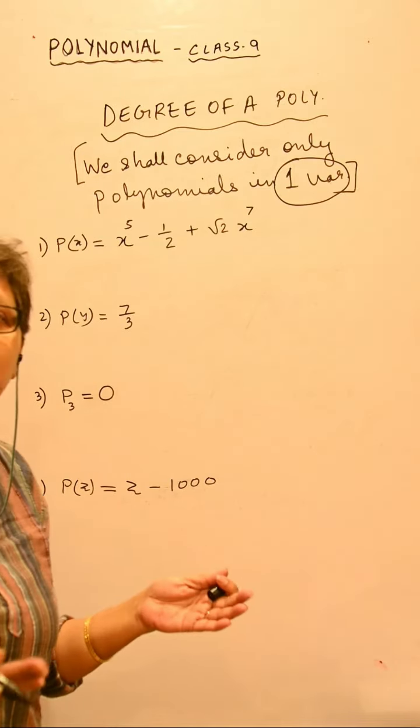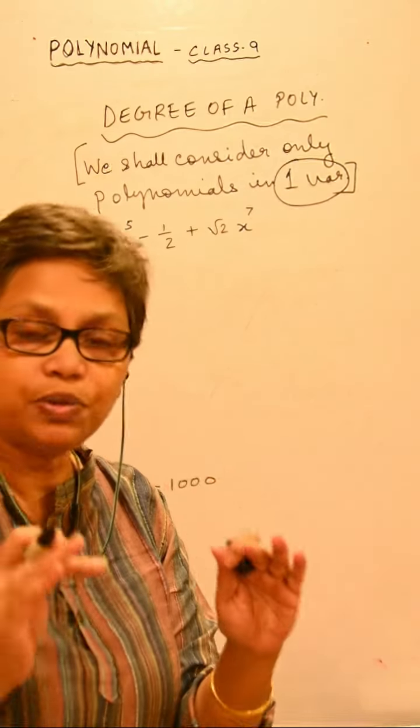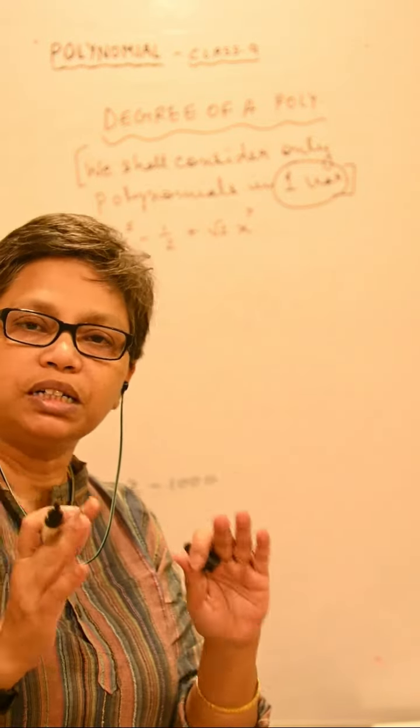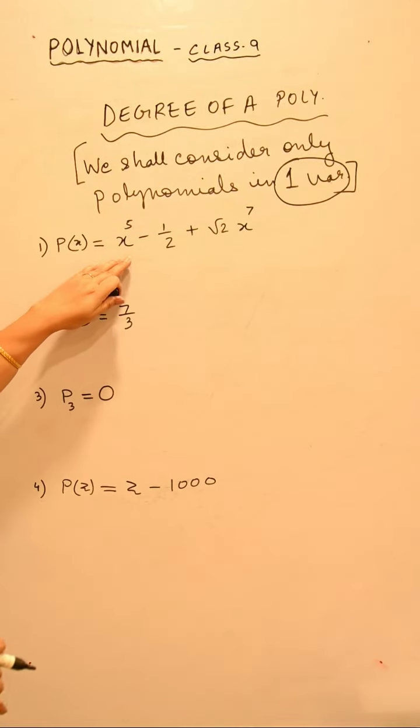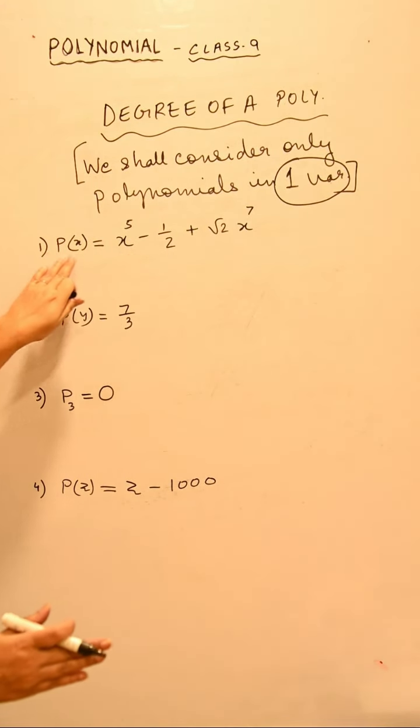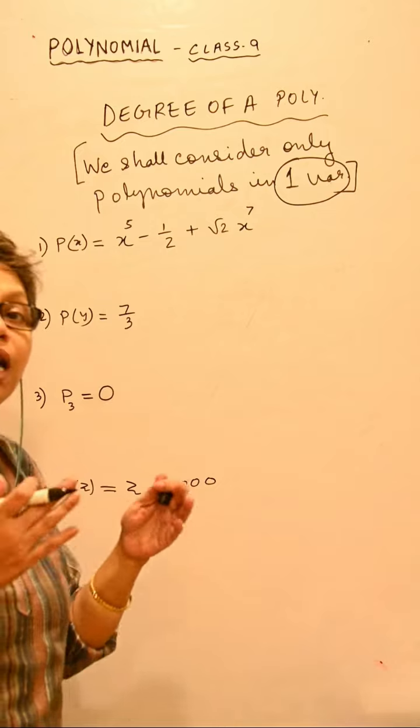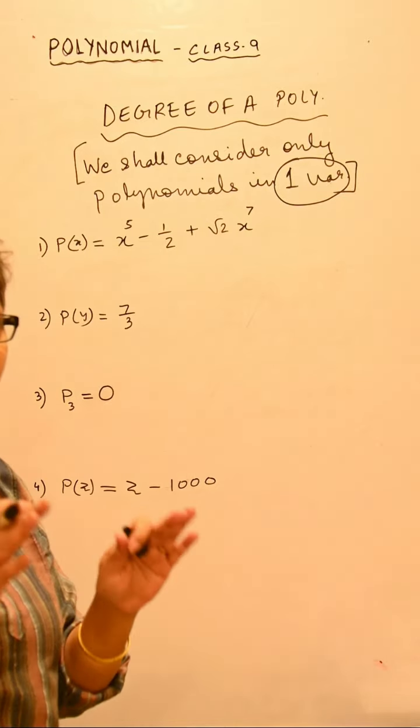And how do we name polynomials? Since we are dealing with one variable, it will contain either x or y or z. In my first example, it contains the variable x. So I have named it p(x). That is how we name a polynomial: p, and then within brackets the variable.